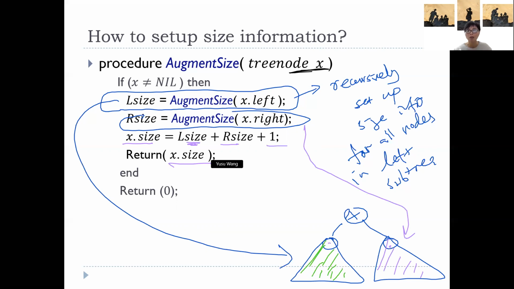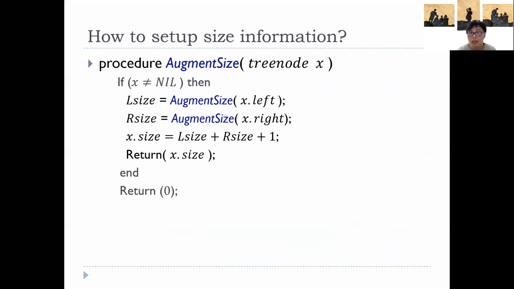I didn't put an explicit termination, the base case, here, because I assume that if x is nil, then we return 0. If x is nil, I go to this line, so I return 0. So it's a very simple recursive algorithm using the property of the size to set up this information.